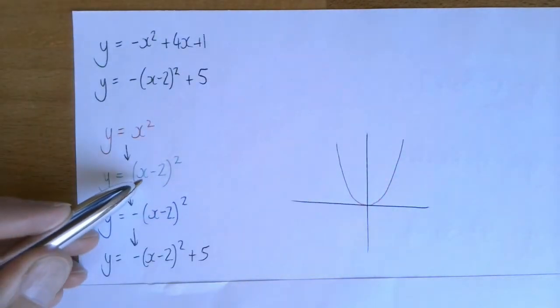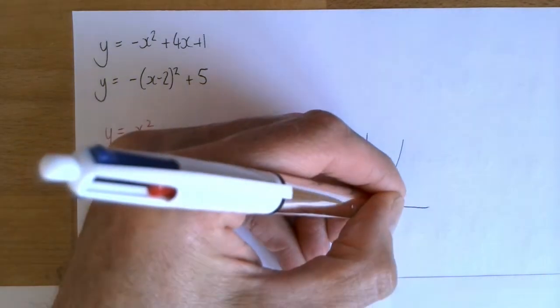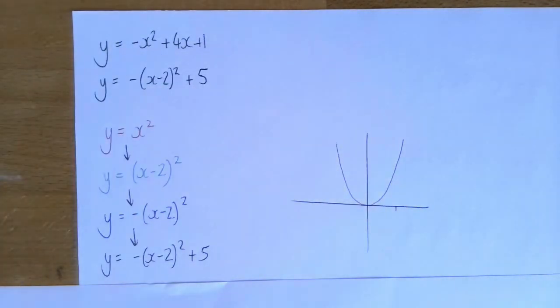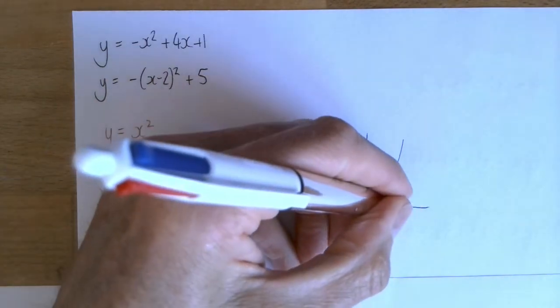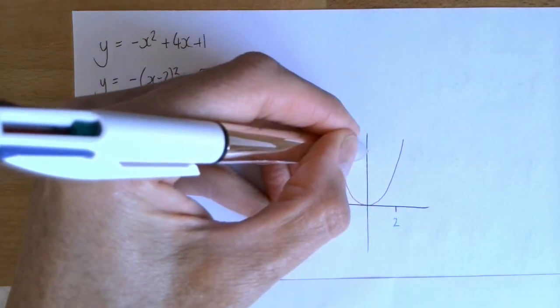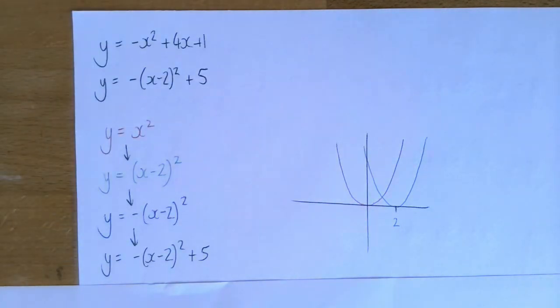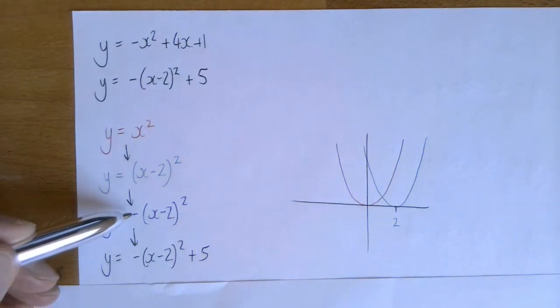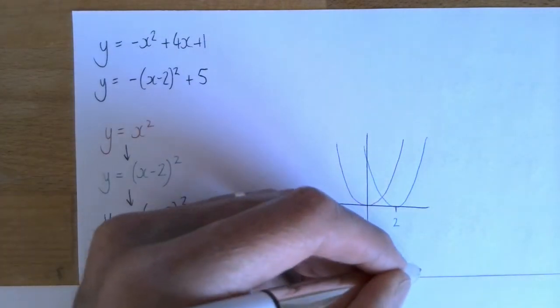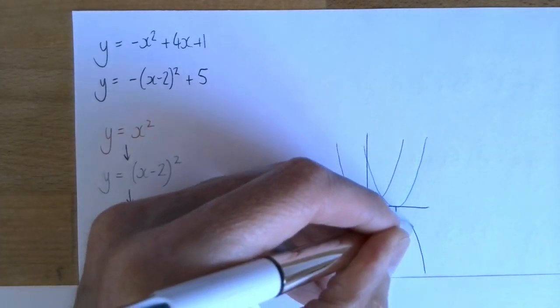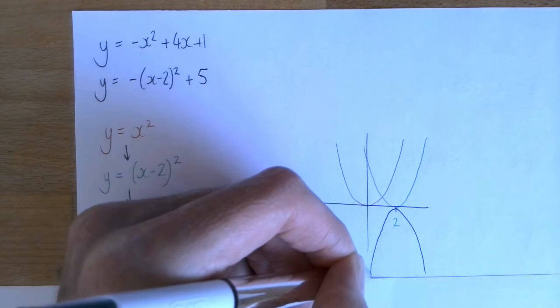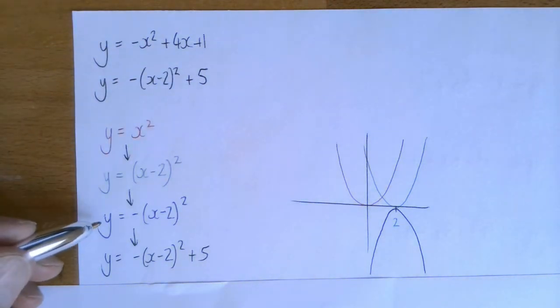I then do my x translation first. This time I've replaced x with x minus 2. So that means it's been shifted forwards 2 in the x direction. So it looks like this. I then multiply the whole function by -1. And you may remember multiplying the whole function by -1 is a reflection in the x-axis. So it looks like this. So I've got to that step there.